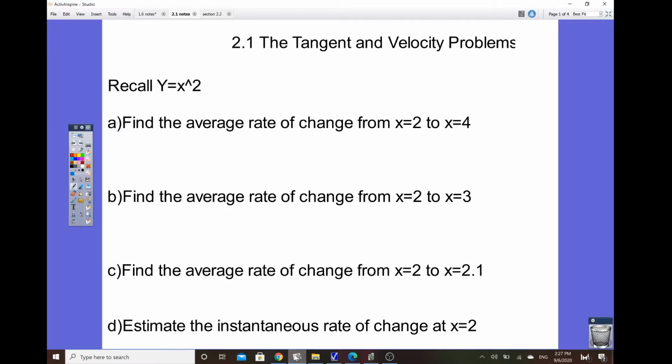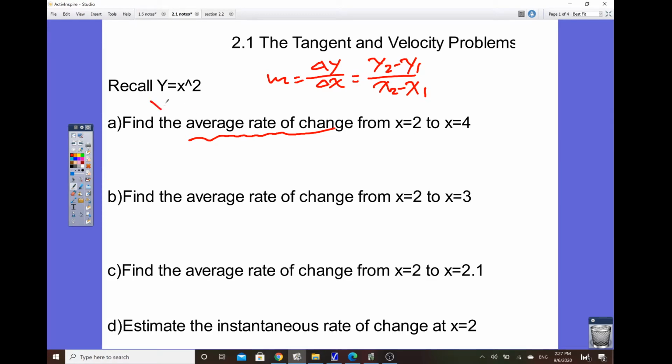So I just want to talk about section 2.1 from James Stewart Calculus. This one is the tangent and the velocity problem. So find the average rate of change. Anytime you see the key phrase "average rate of change," that means you want to find the slope. The way to find the slope, we do know that it's delta y over delta x. So m is the slope, or this can be written as y2 minus y1 over x2 minus x1. Okay, so the slope formula.